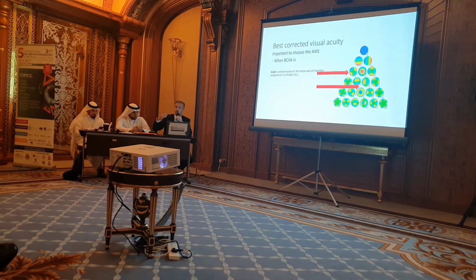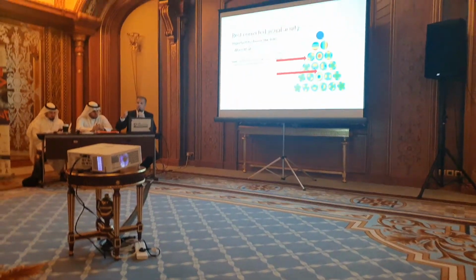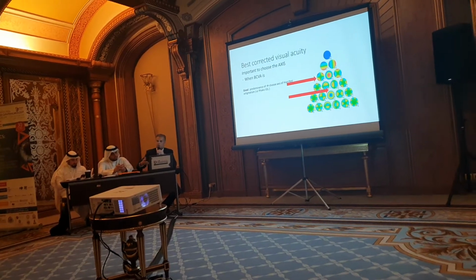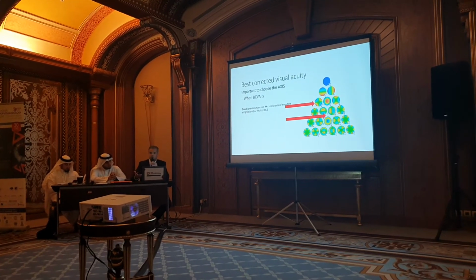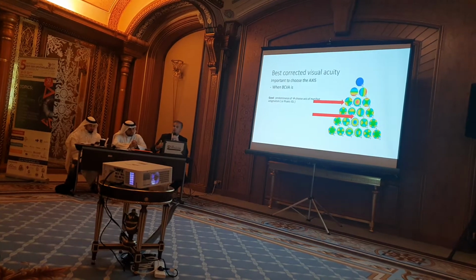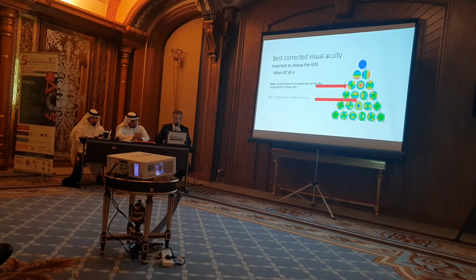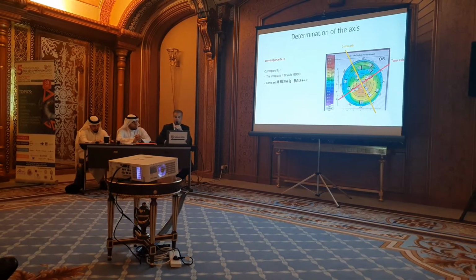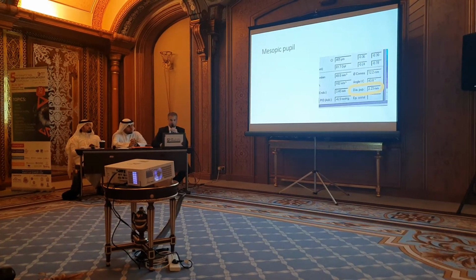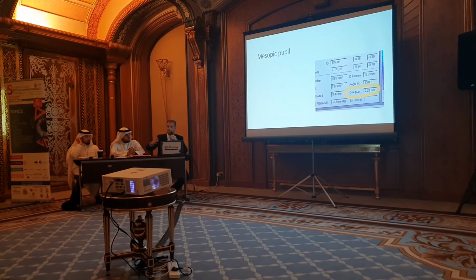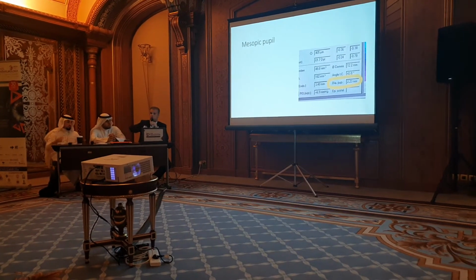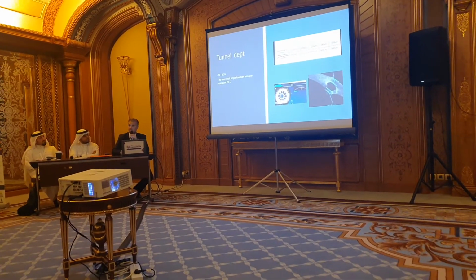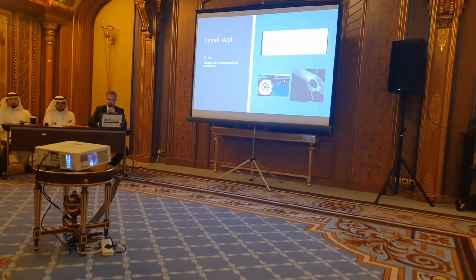If you have a best corrected visual acuity that is good, it means that the problem is only low order aberrations. When the best corrected visual acuity with glasses is low, it means that your problem is high order aberrations. The determination of the axis: will you use the coma axis or the topographic axis? It is important. The myopic pupil: if the pupil is wide, you have to go through wider rings. The depth of the tunnel should be 70 or 80% of the depth of the cornea.